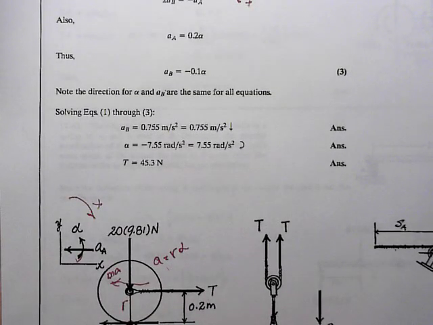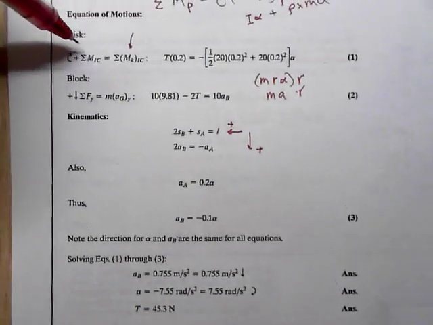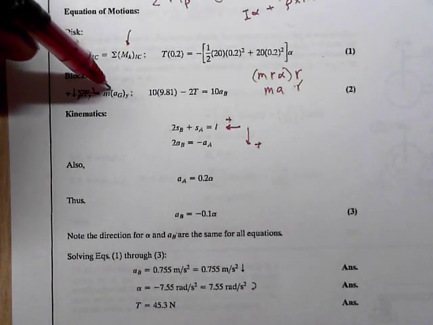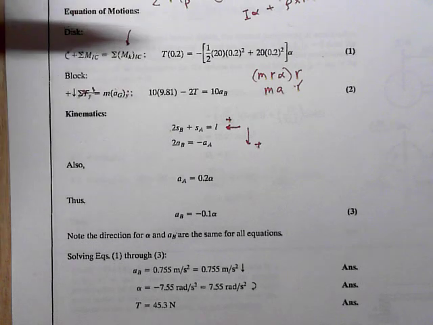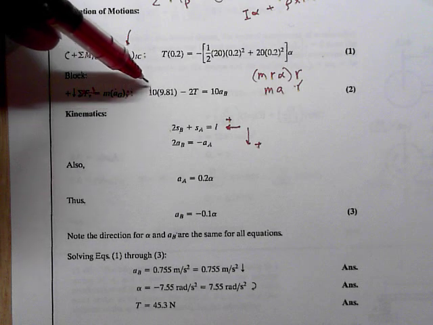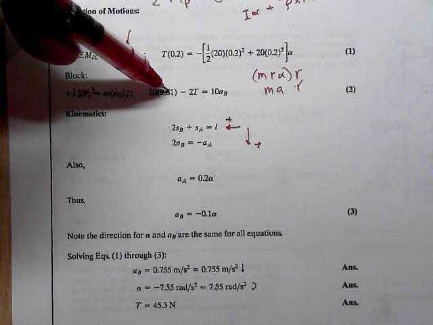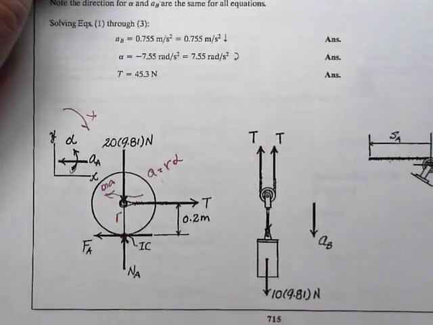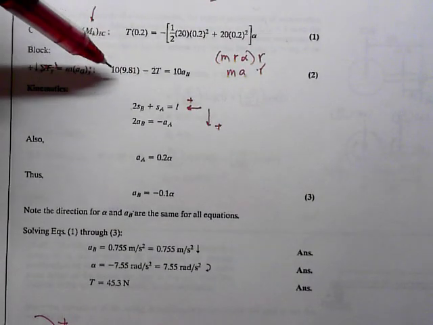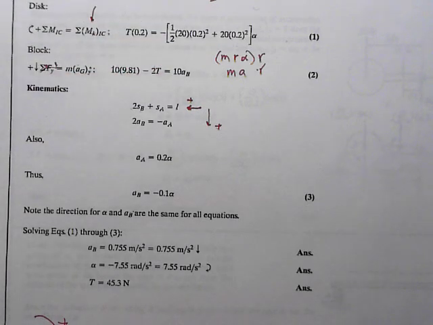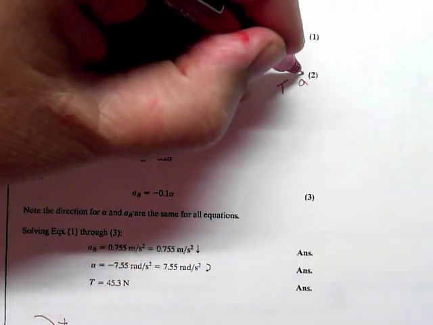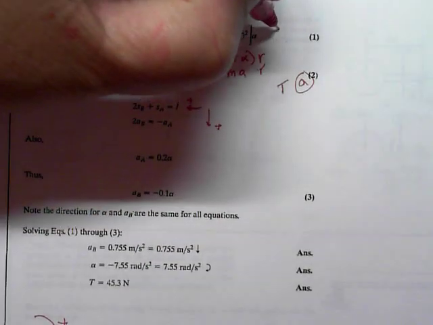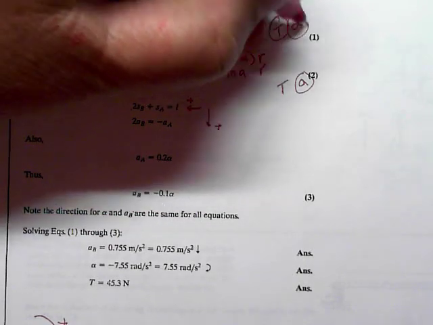Now for the blocks, sum of forces in the y direction equals mass times acceleration of the center of gravity in the y direction. The weight is mass times acceleration of gravity, minus two tension forces, gravity acting down, two tension forces acting upward, is equal to the mass times the acceleration of the block. So we have an equation that involves tension and acceleration, with acceleration showing up for the first time, but in the disk equation we had tension and alpha both showing up for the first time.